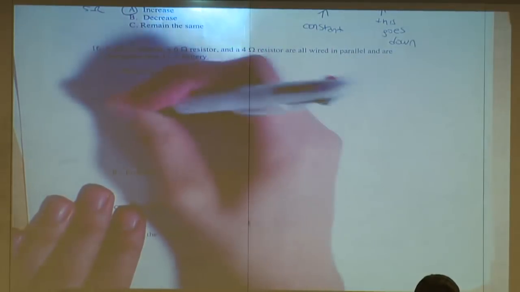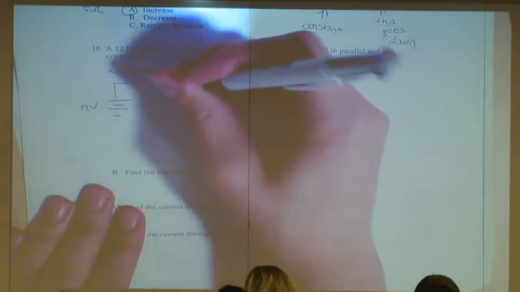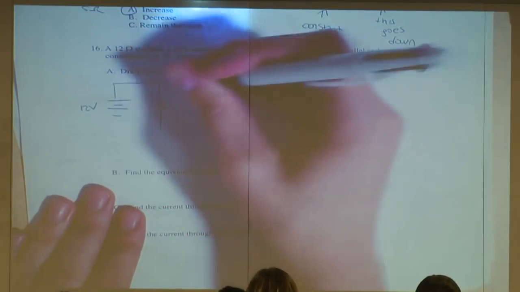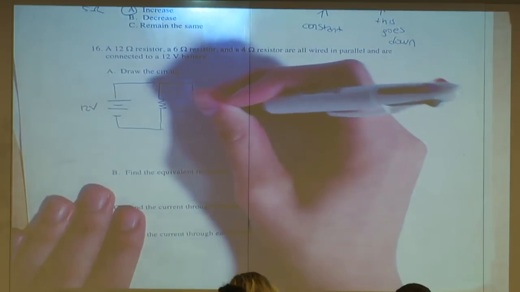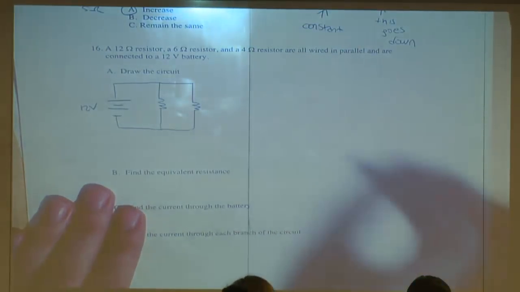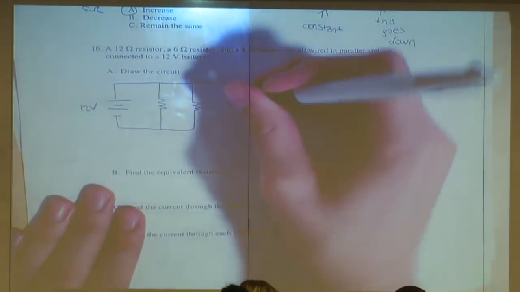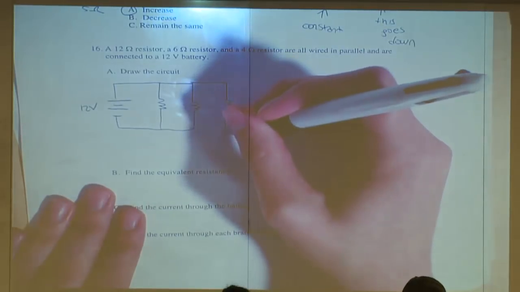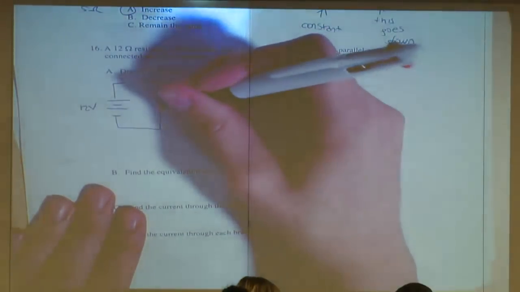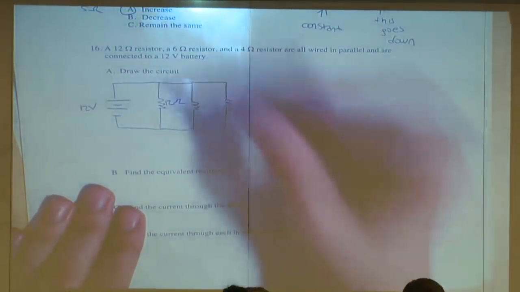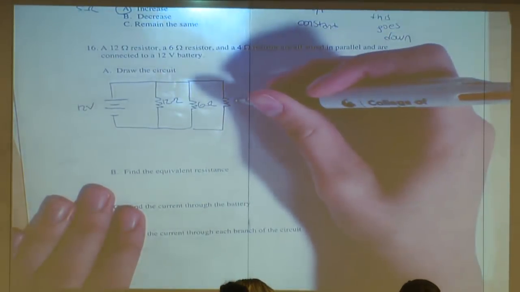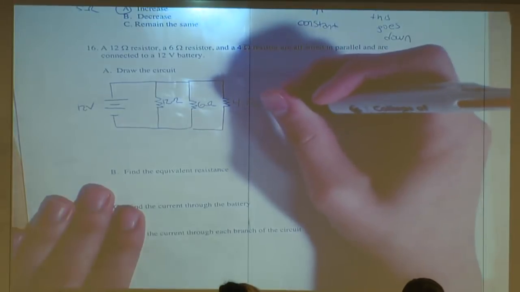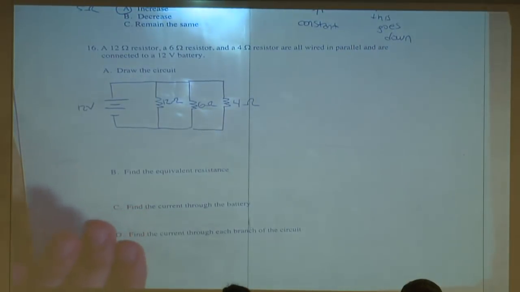So we have a battery. It's 12 volts. And then, so that's one. You can kind of draw it like this and branch it off like that. That's another resistor. It doesn't matter the order that you draw them in. Okay, so this one's 12 ohms. This one's, because that's what it says, 6 ohms. And then this one's 4 ohms. So that's our parallel circuit.